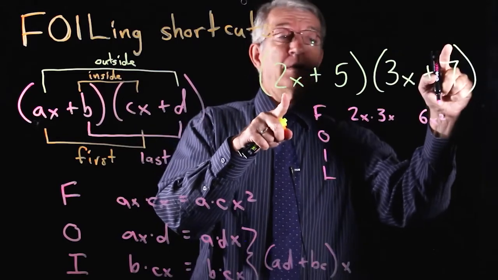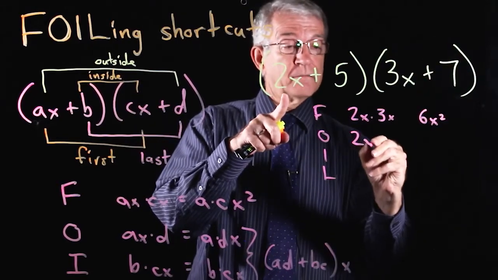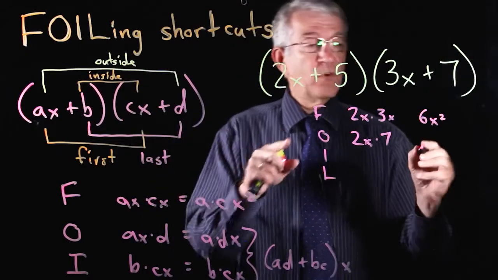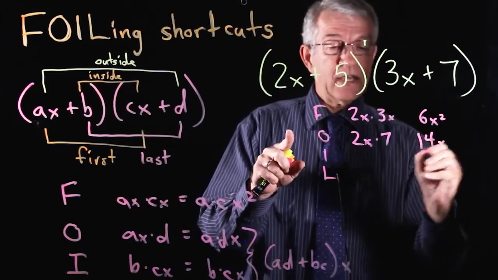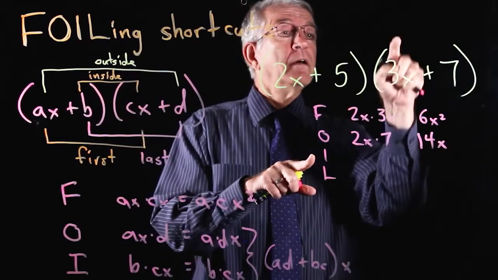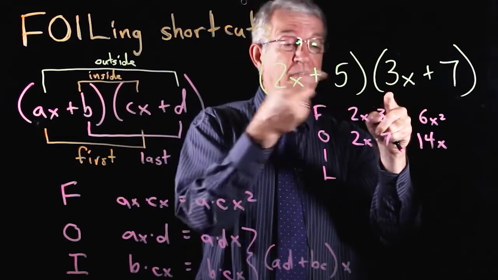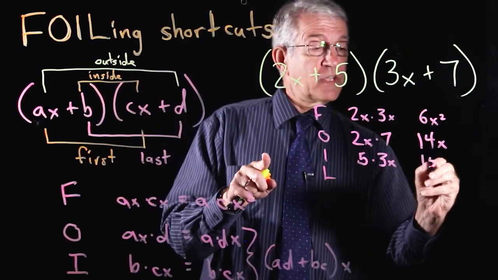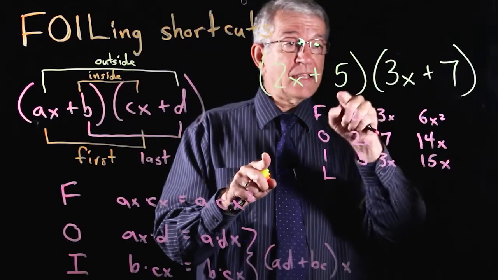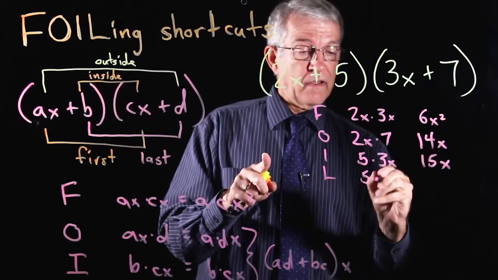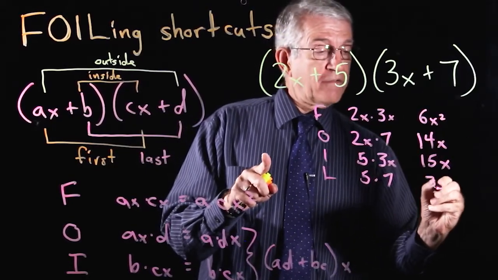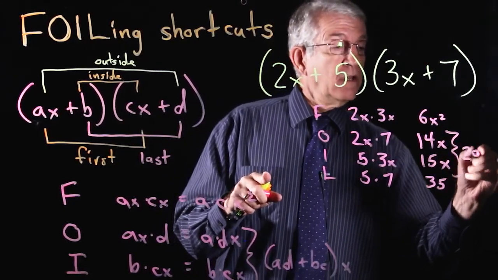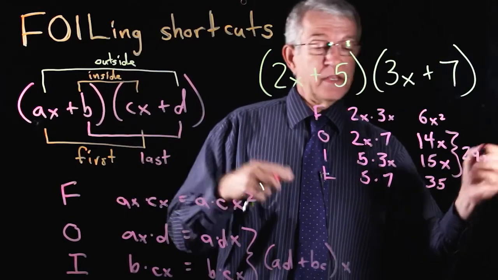The outer, this is the 2x times the 7. And again, do the number part together. So 2 times 7, 14. And then there's an x. The inner, the inside, we're doing the 5 times the 3. That's the number part with an x. So 5 times 3 is 15. The last is the 5 times the 7, and that's 35. And again, as usual, we combine these. 15 plus 14 is 29, and then there's an x.